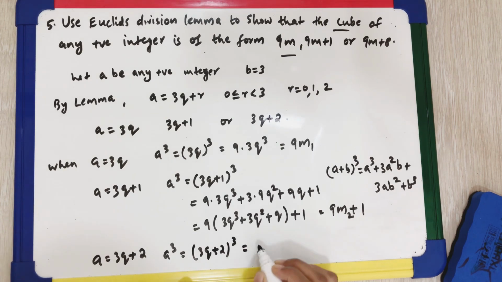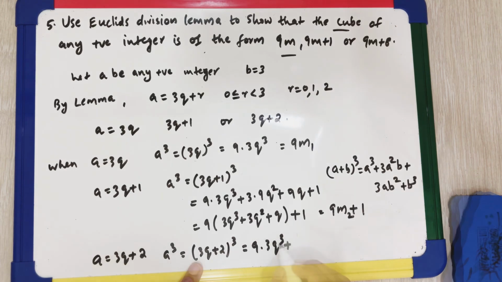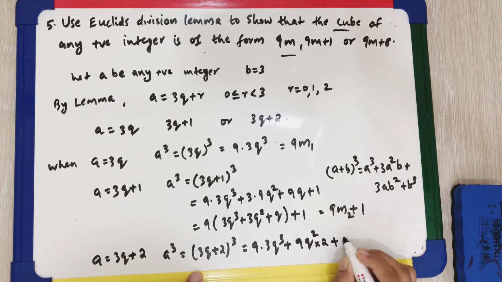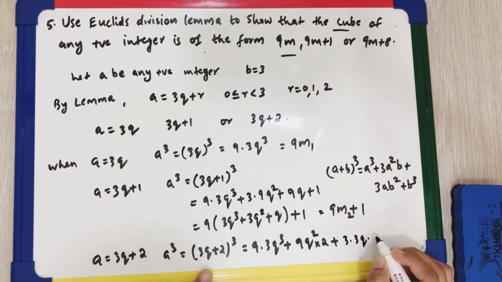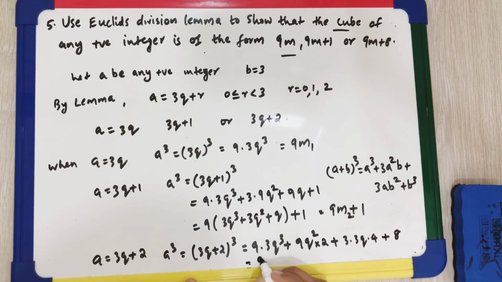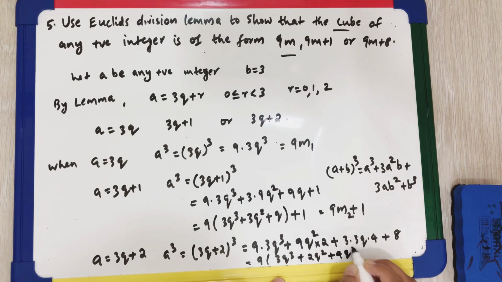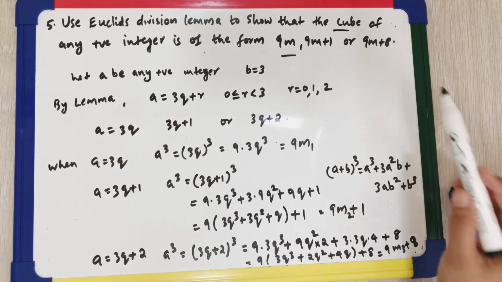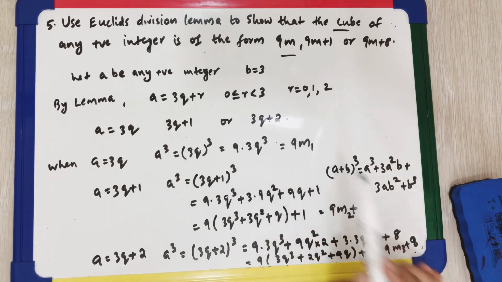When a equal to 3q plus 2, a cube is equal to 3q plus 2 the whole cube, which is equal to 27q cube plus 3 into 9q square into 2 plus 3 into 3q into 4 plus 8, which is 9 into 3q cube plus 6q square plus 4q plus 8. That is plus 8 form. Therefore, cube of any positive integer can be written in the form 9m or 9m plus 1 or 9m plus 8.